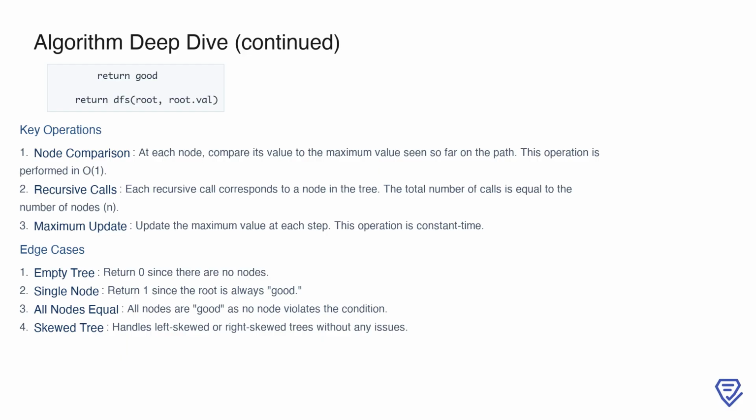A few important edge cases to consider are: if the tree is empty, the function should return 0, as there are no nodes to evaluate. For a single node tree, the root is always good. If all nodes in the tree have the same value, every node counts as good. The algorithm also handles skewed trees, whether they are left skewed or right skewed, without any issues.